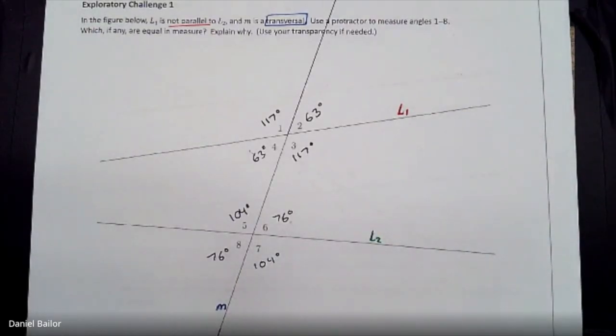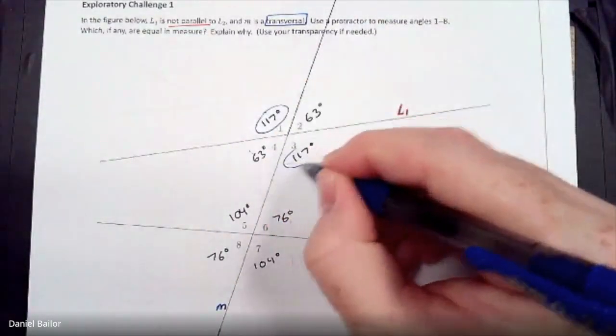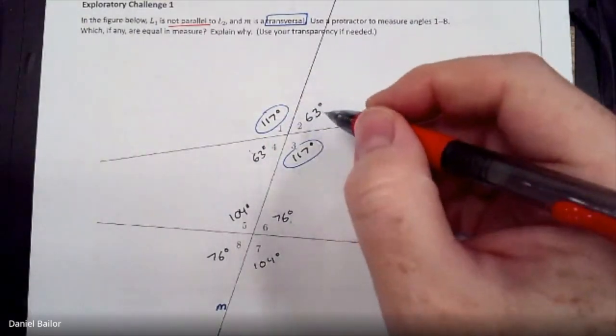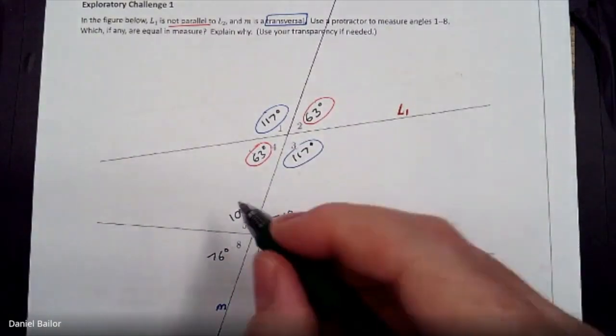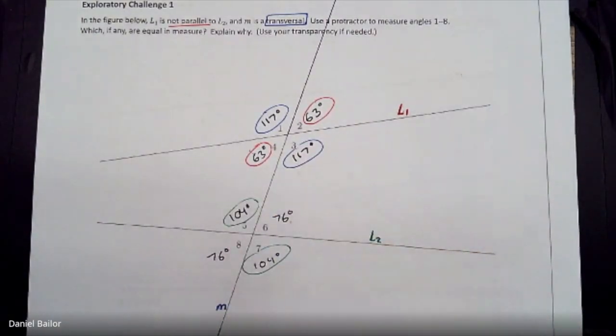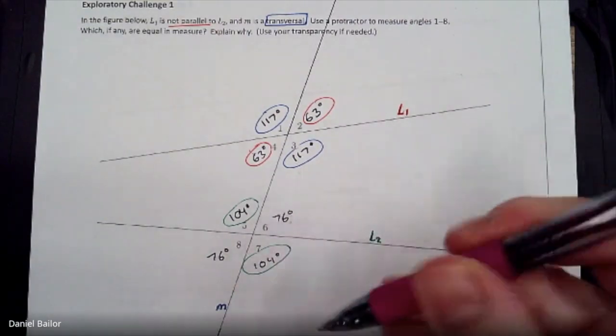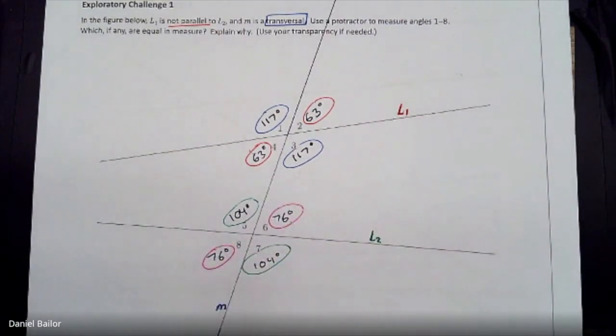So what does this show us? Well, if we look, we can see angles 1 and 3 are the same, are congruent. Angles 2 and 4, same. Angle 5 and 7 are congruent. And angles 6 and 8 are congruent. They match up. Now, why do you suppose they match up? Why do you think this is true?